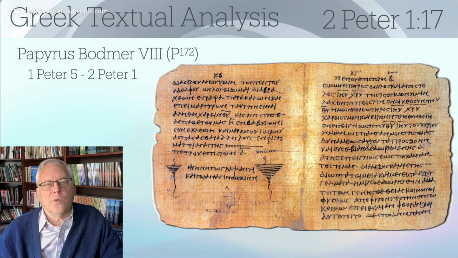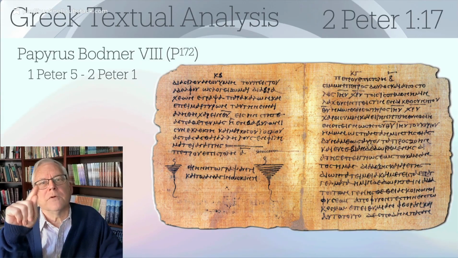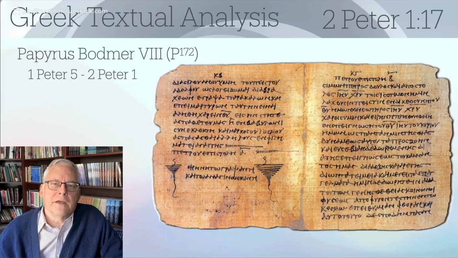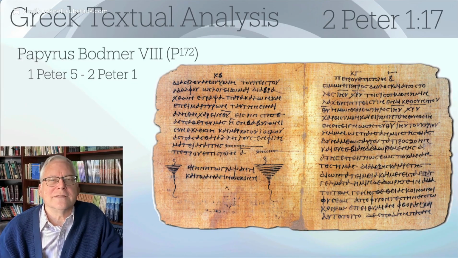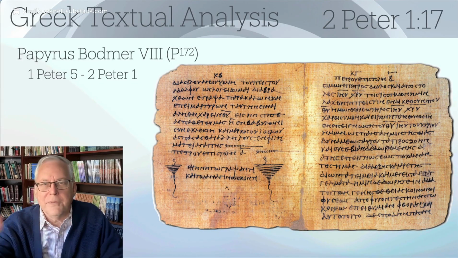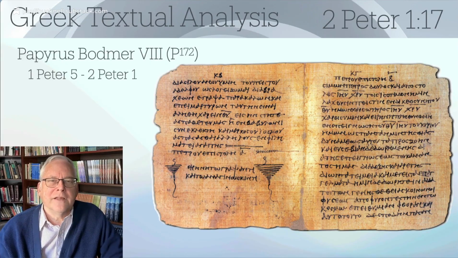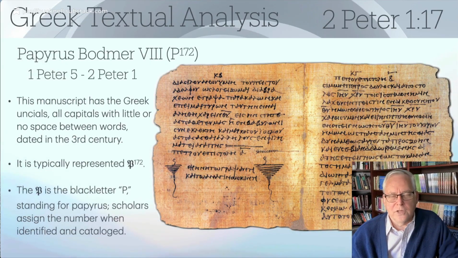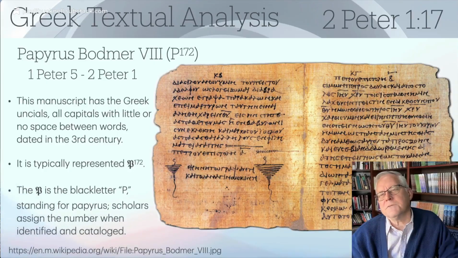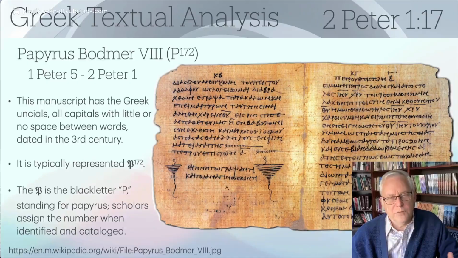Now, before us is one of the papyri. It's called Bodmer 8. For papyrus, it's numbered 172 there. From Wikipedia, we can see this page from this manuscript. The web has been such a good help, and AI is even speeding up our understanding and introduction of it. But let me just give you a few pointers.